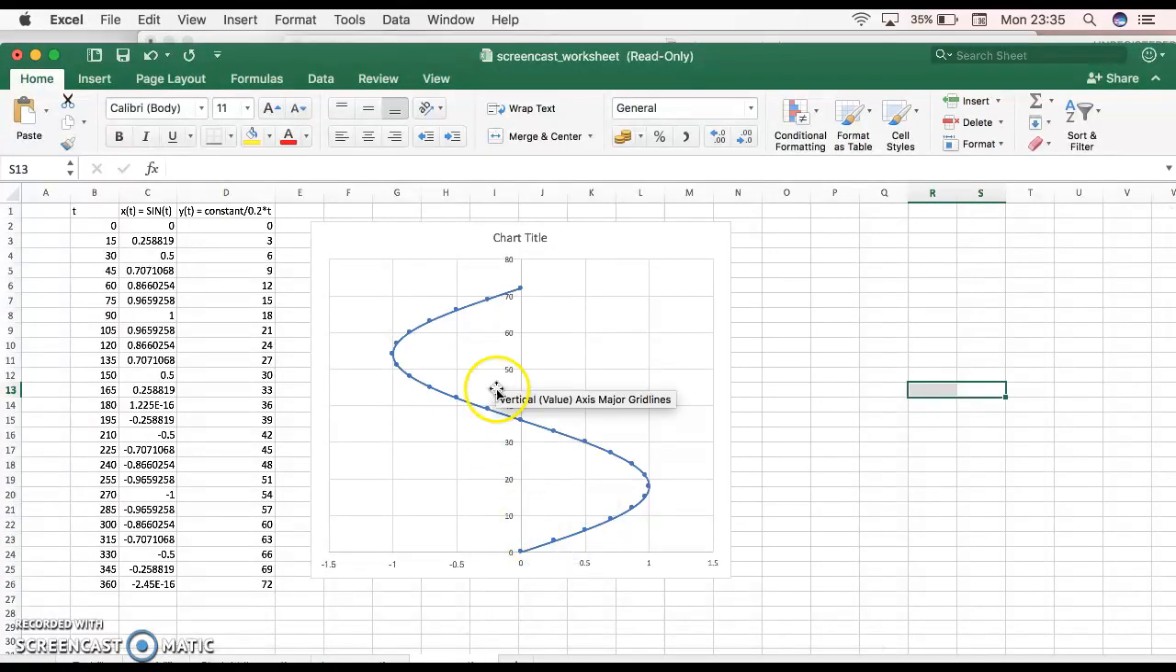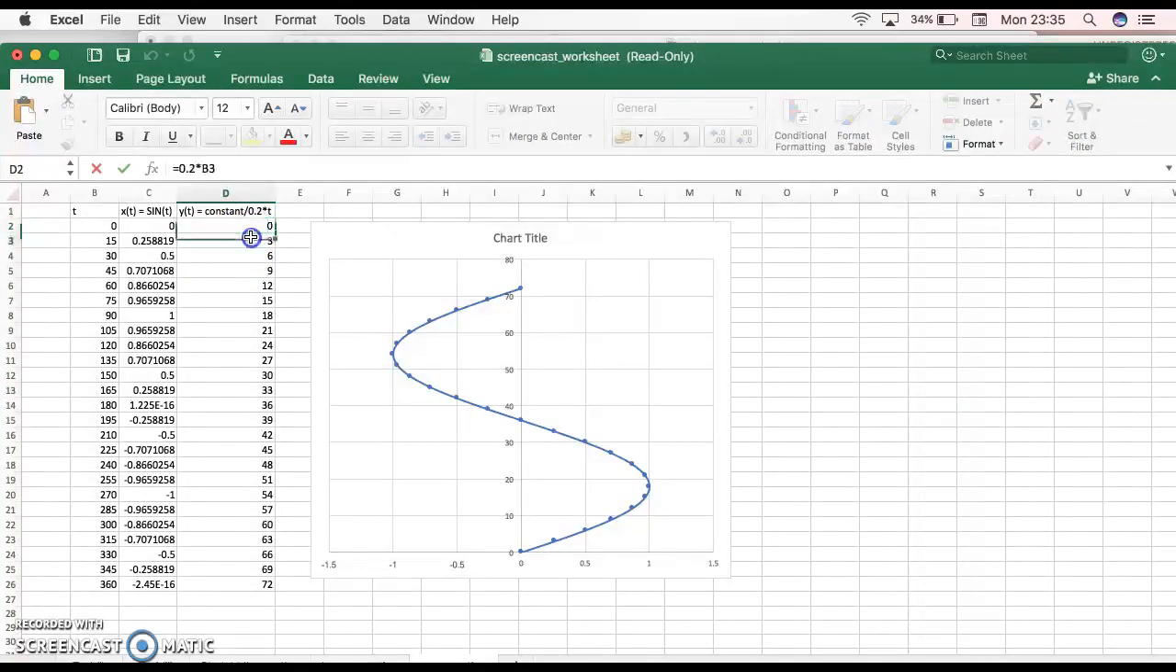Now, this is different than the other movements because of the curvature of the movement. To do this, we do keep a constant, but our constant will be moving. Now, our constant will be moving with time.